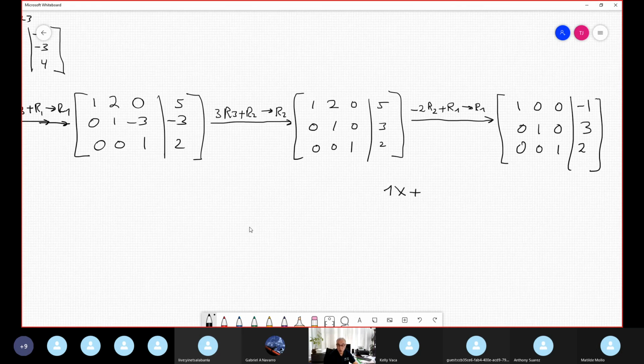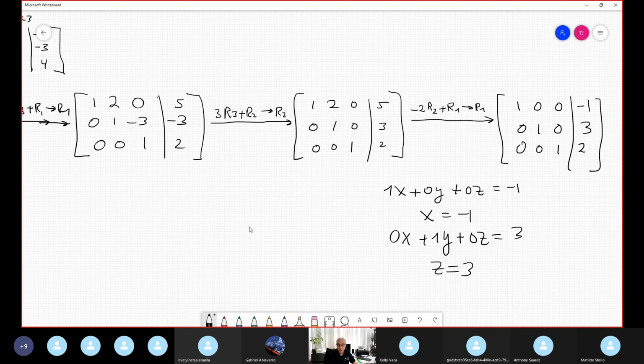Okay, it's exact, equation by equation. Look, the first equation is 1x, no y, no z is equal to negative 1. Therefore, x is negative 1. The second equation is no x, 1y, 0z is equal to 3. Therefore, y is 3. And the last equation is no x, no y, 1z, so z is 2. And we get exactly the same solution, the solution negative 1, 3, 2. Okay?